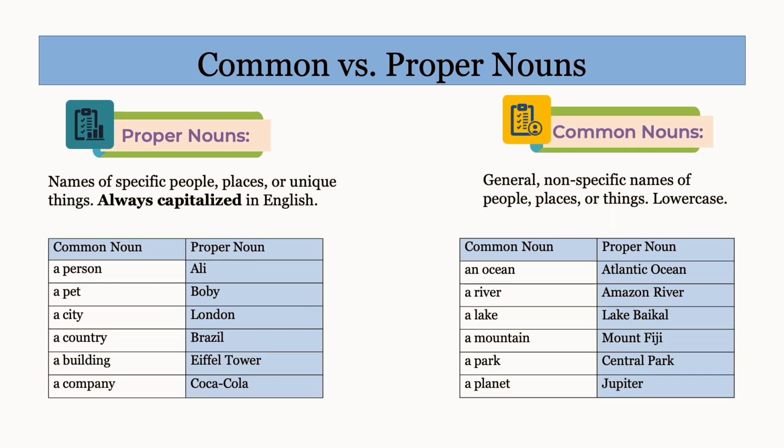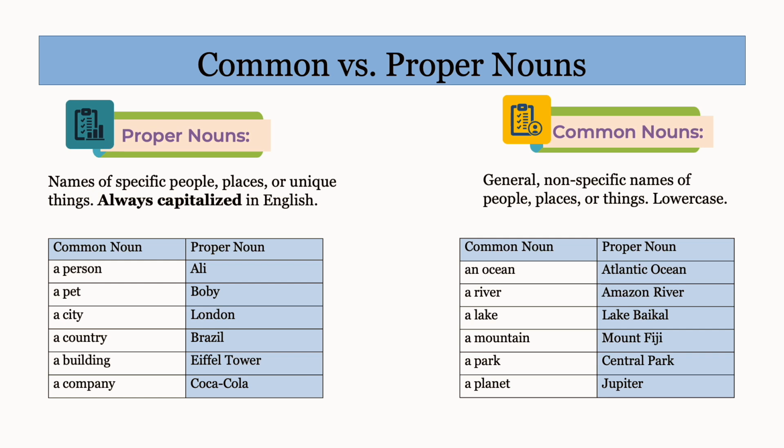Nouns are broadly split into common and proper categories. Proper nouns designate unique, specific names of people, places, or institutions, and in English they must always begin with a capital letter. Like Ali, for example, the A is always capitalized. For a city, for example, as we can see in the table, London, the L is capitalized. For a country, Brazil or Algeria, the B in Brazil or the A in Algeria is always capitalized.